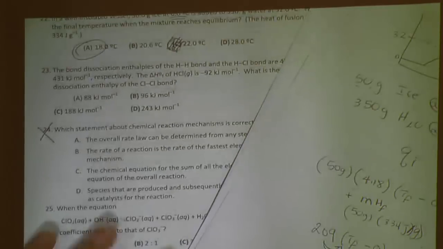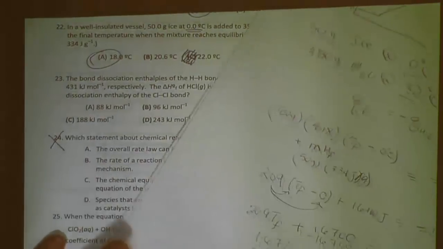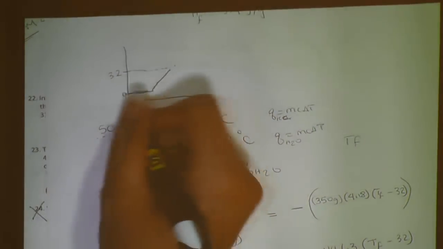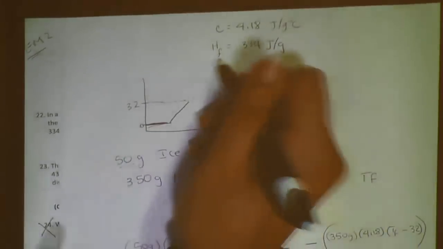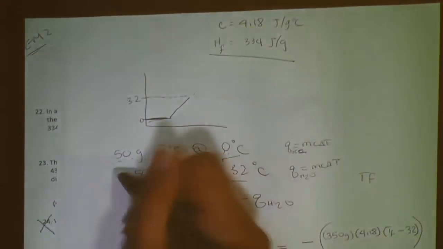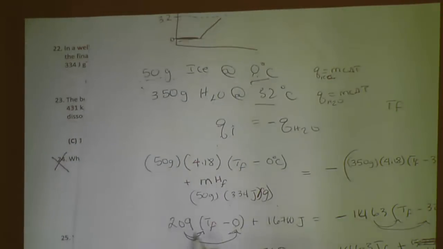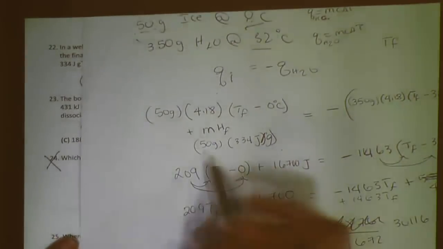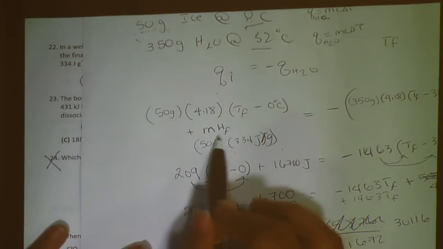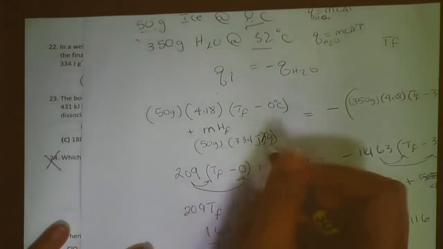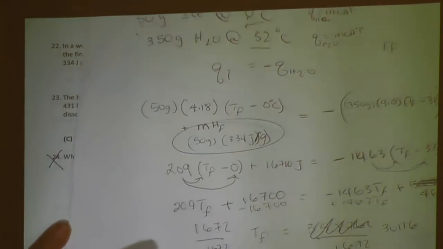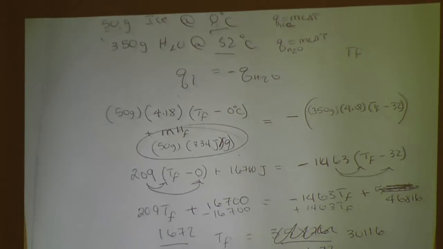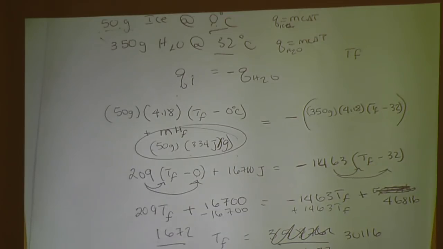So it's 18. The trick to this one is knowing that because it starts at 0 degrees Celsius, you're going to have to use the heat of fusion multiplied by the grams on the side of the water, on the side of the ice. That's the trick to this one. If you forget this part, you're going to get a completely different answer. If it's not at 0 or 100, you don't have to use this concept.